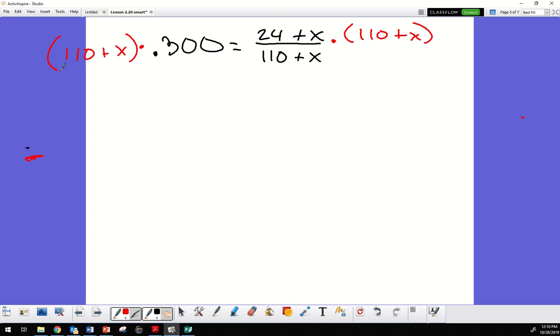These are going to cancel on this side. Now over here, I have to distribute. So that's going to be 0.33 plus 0.3x equals 24 plus x.